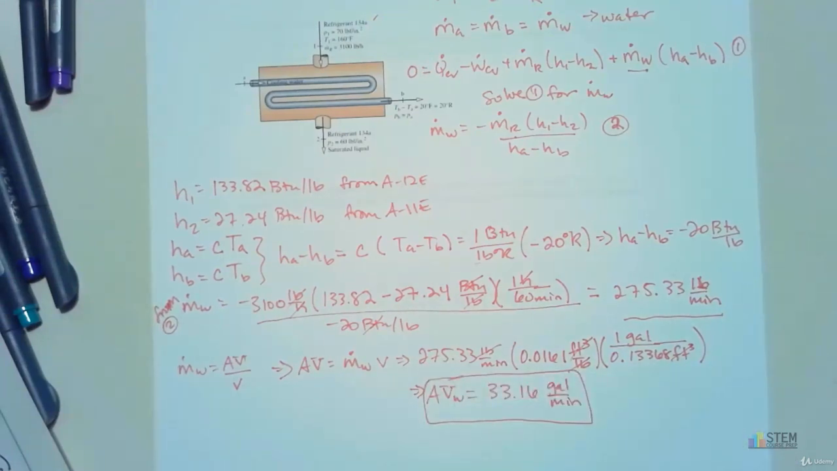Okay, so that is your volumetric flow rate for your water. Pretty interesting, right? Pretty cool stuff. Now let's go to part B. We're going to find the rate of heat transfer to the cooling water from the condensing refrigerant.